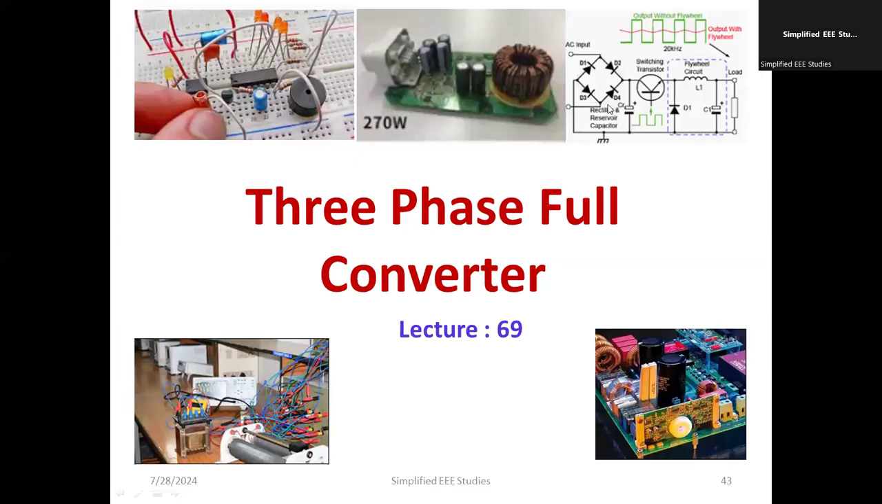I would like to welcome you all to the lecture series on power electronics. In this session, I am going to discuss the operation of the three-phase full converter.